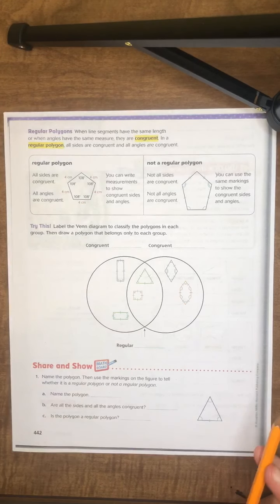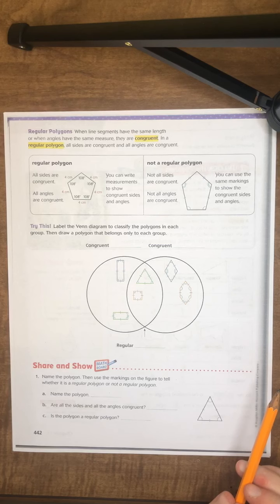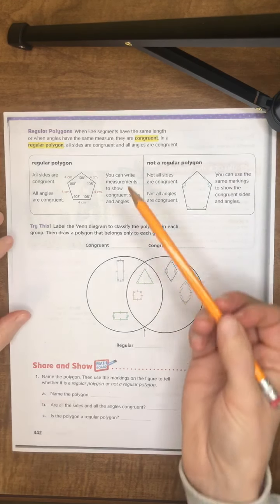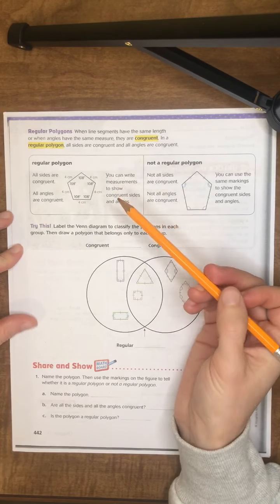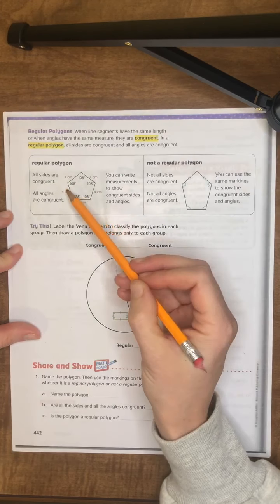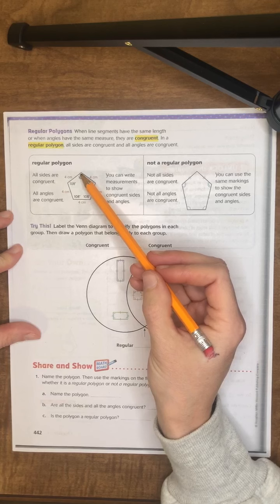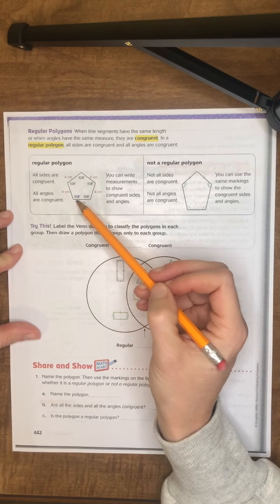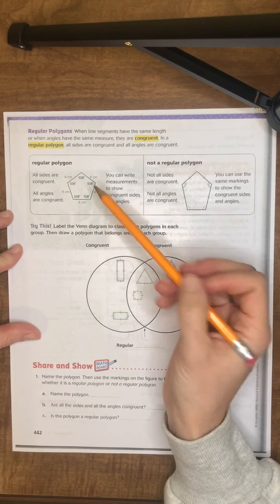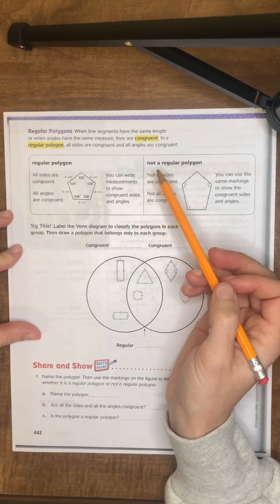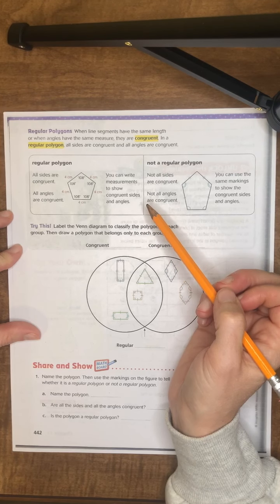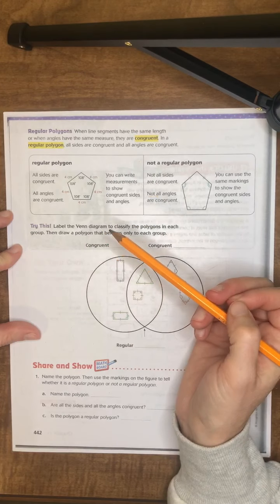Regular polygons. When line segments have the same length or when angles have the same measure, they are congruent. In a regular polygon, all sides are congruent and all angles are congruent. So, for example, in this regular pentagon, because it has 5 sides, all sides are congruent because they have the same length, 4 centimeters. All angles are congruent because each angle is 108 degrees. You can write the measurement to show congruent sides and angles, so therefore it is a regular pentagon.